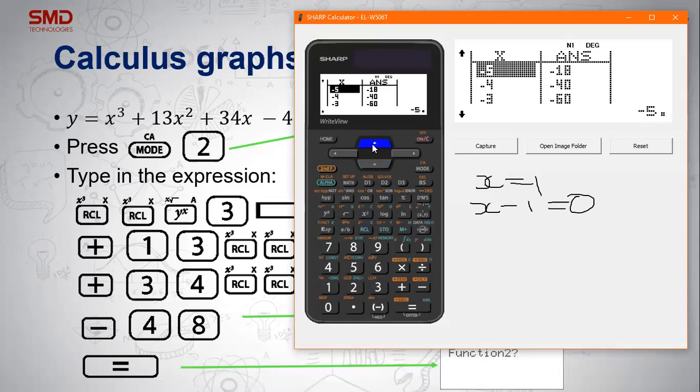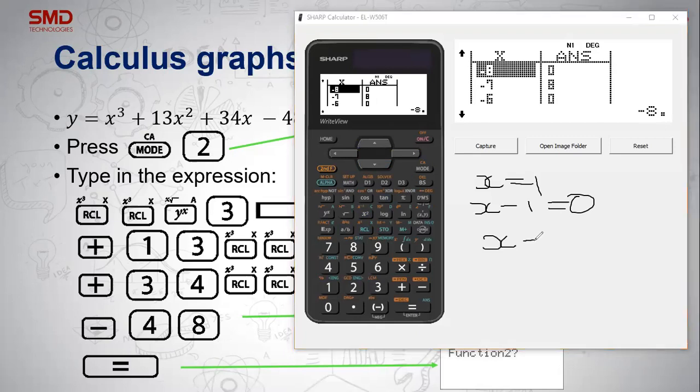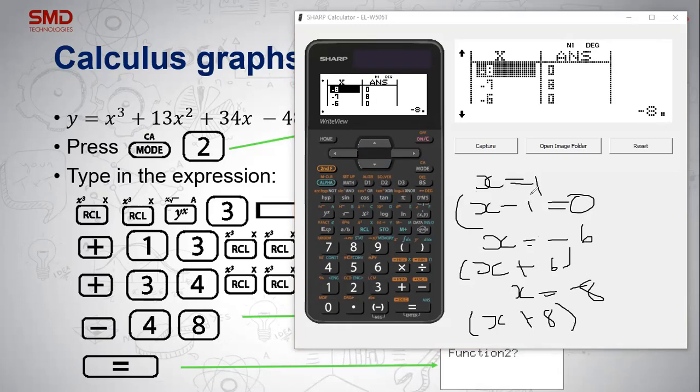So let's see if we can find some factors. There we go, x is equal to minus 6. And if I keep looking, x is equal to minus 8. So here I have x is equal to minus 6, so my factor is x plus 6. And x is equal to minus 8, so my factor is x plus 8. So all of my factors are these here: x minus 1, x plus 6, and x plus 8.